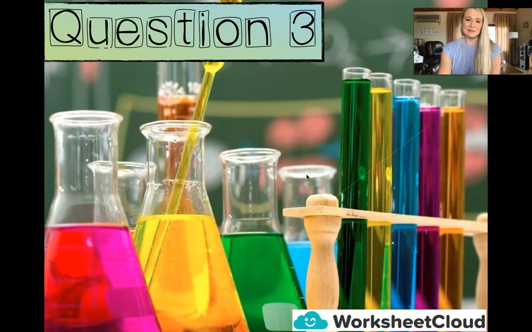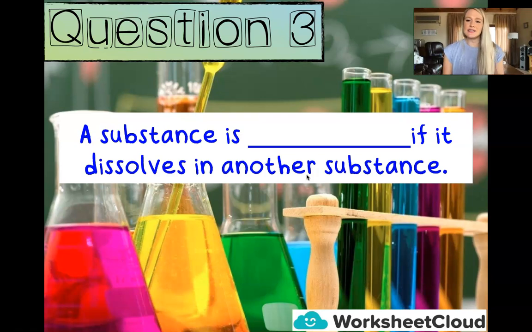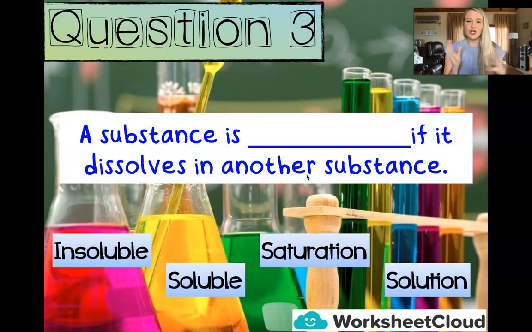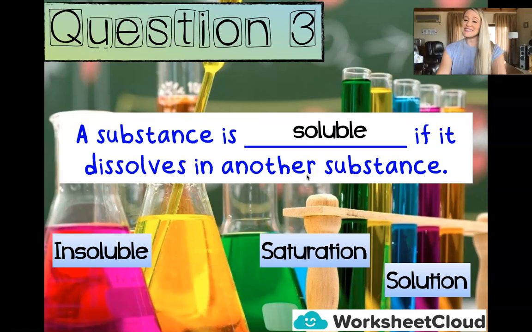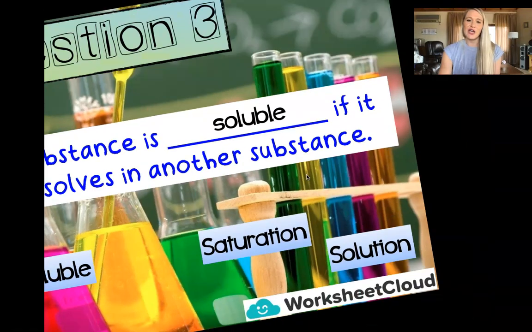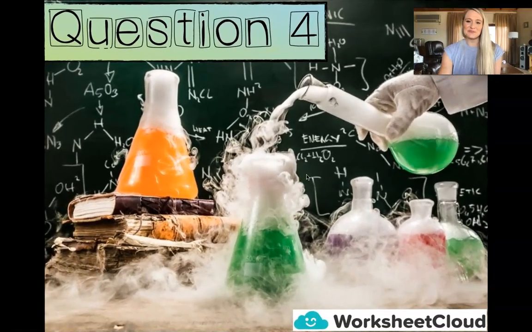Question number 3. A substance is what if it dissolves in another substance? So this is a term question. Fill in the term. We've got the words insoluble, soluble, saturation, solution. Which term can I plug into that sentence? Again, a substance is what? If it dissolves in another substance, you guessed it, it is soluble. A substance is soluble if it can dissolve. Good job.